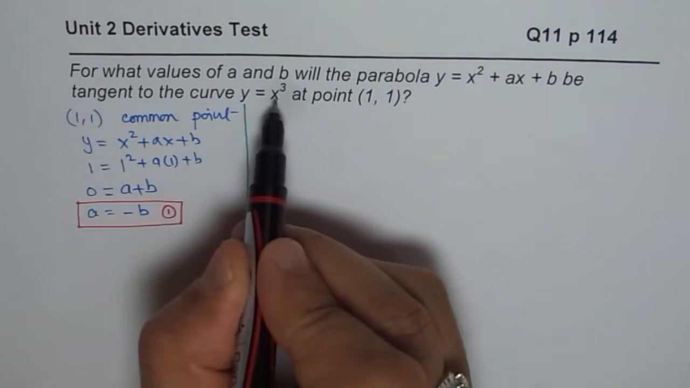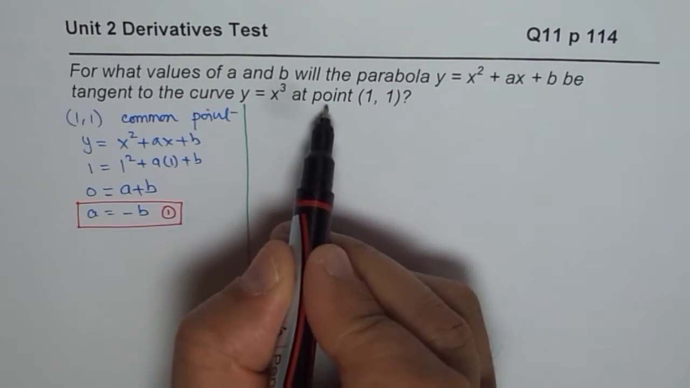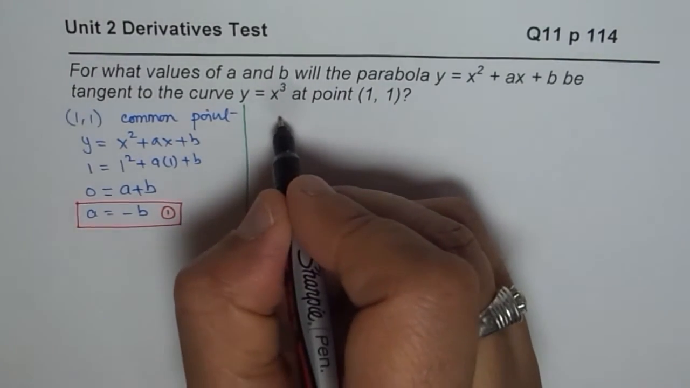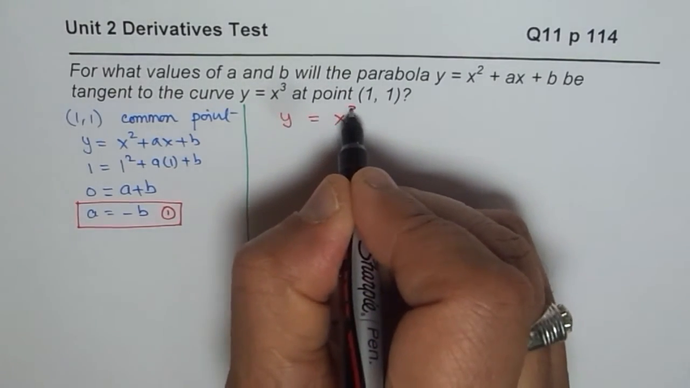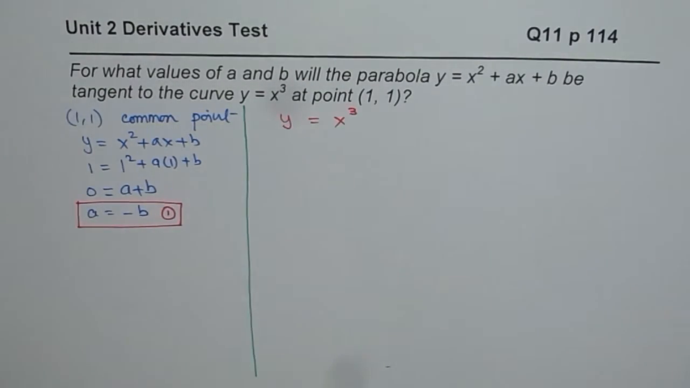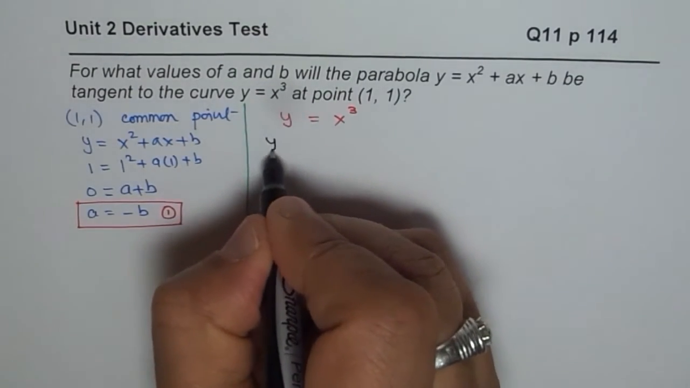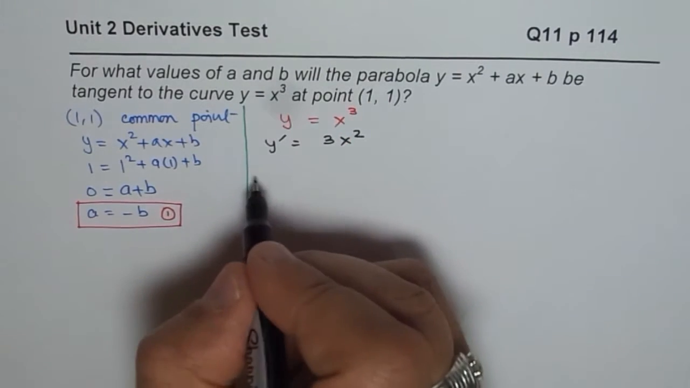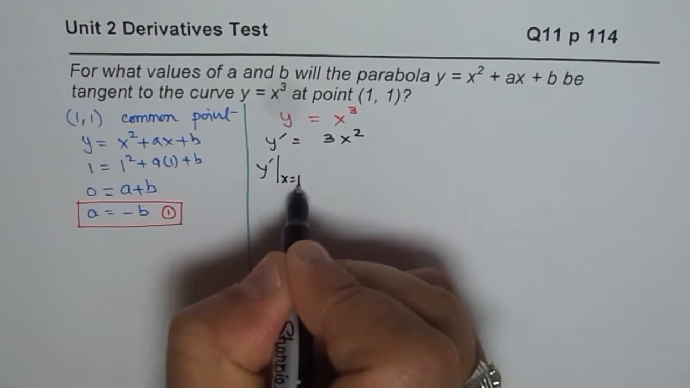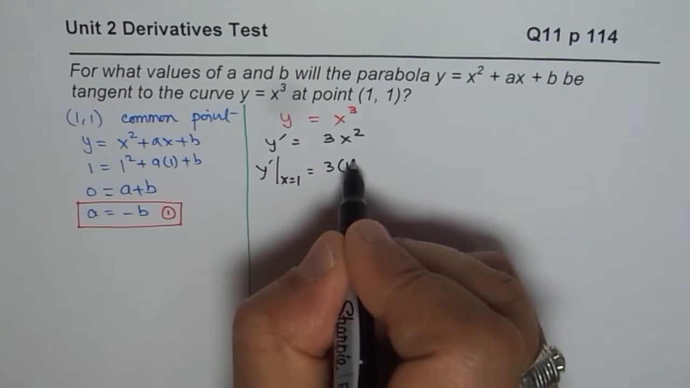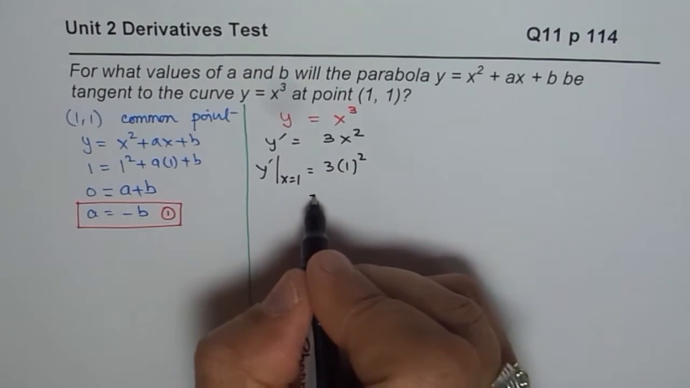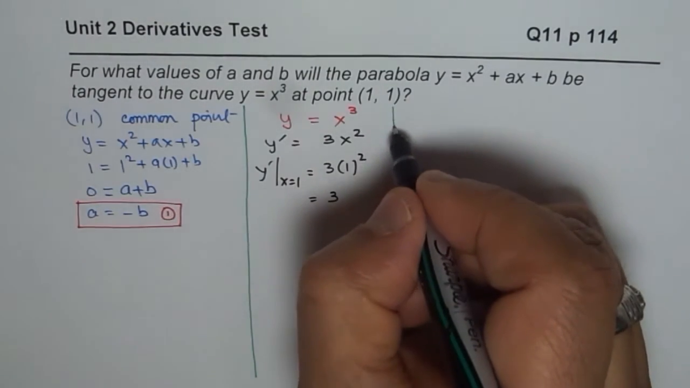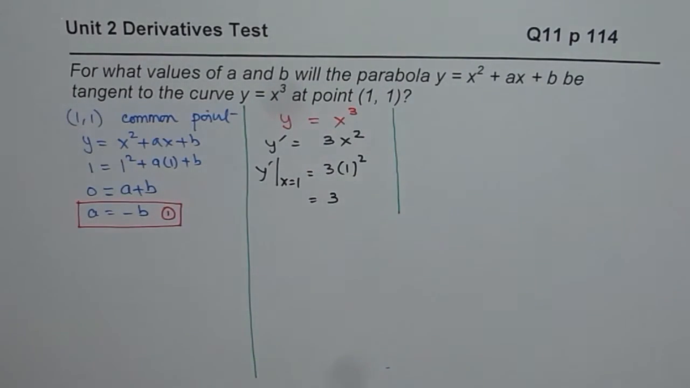So let's now get the equation from the slope. If the curve is y equals x cubed, what is the slope at the point (1, 1)? That is what we need to figure out. If y equals x cubed, then y dash is 3x squared. At x equals 1, y dash will be 3 times 1 squared, which is indeed equal to 3.